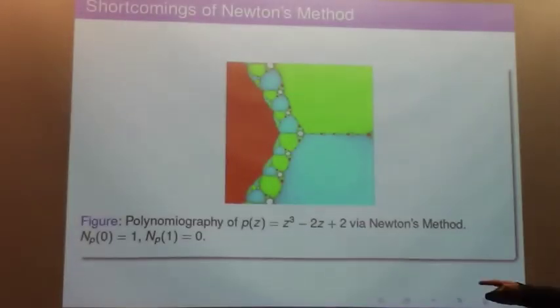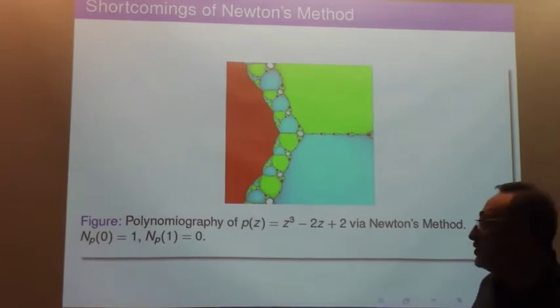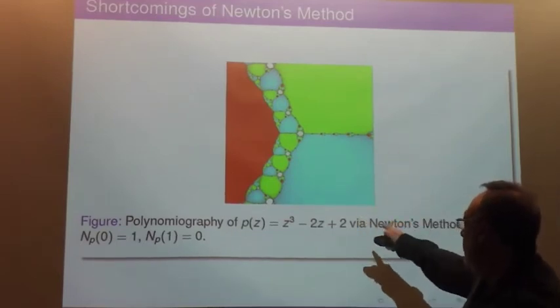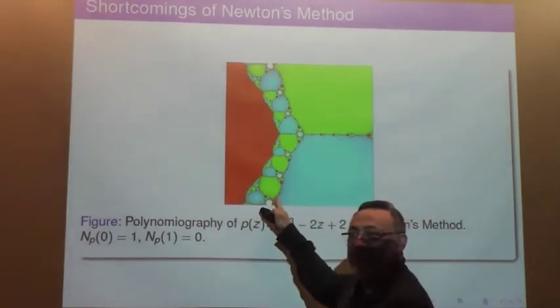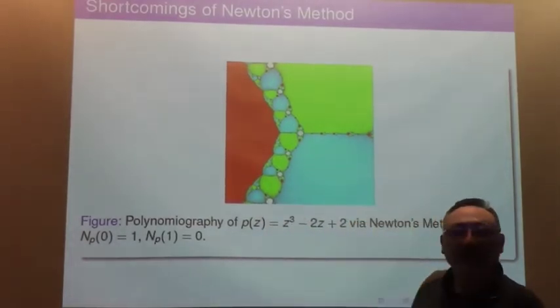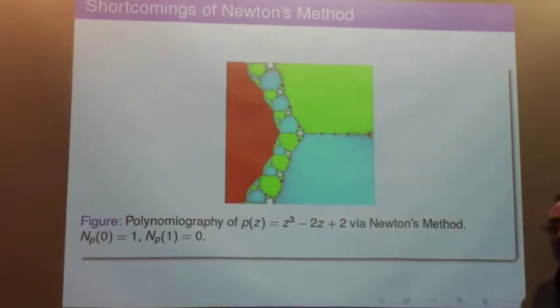For instance, in this example, a polynomial taken by Rasmiy, we have 3 roots, 3 colors, plus these white areas. These white areas are bad. If you pick a seed point within those white areas, it doesn't converge to any of the roots. So Newton's method could be poor.